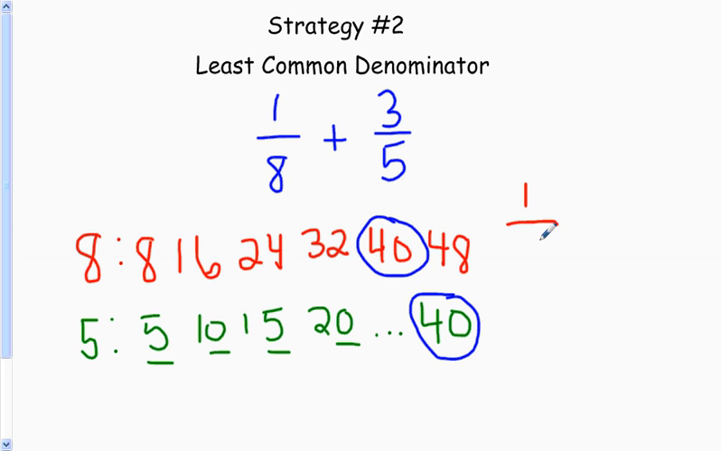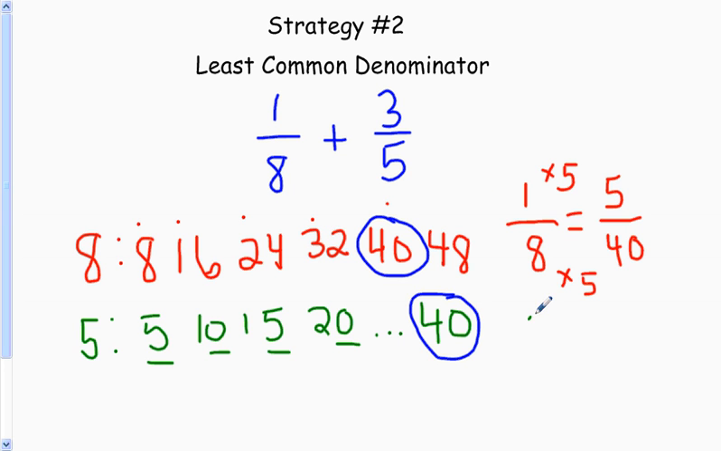So the next thing you need to do is take your fractions out of the problem and create equivalent fractions. So 1/8 now will become a fraction with a denominator of 40. How do we get from 8 to 40? Well, we skip counted 1, 2, 3, 4, 5 times. So 8 times 5 gave us 40. Whatever I do to the denominator, I do to the numerator. So what's 1 times 5? 5/40. So there's our first number.